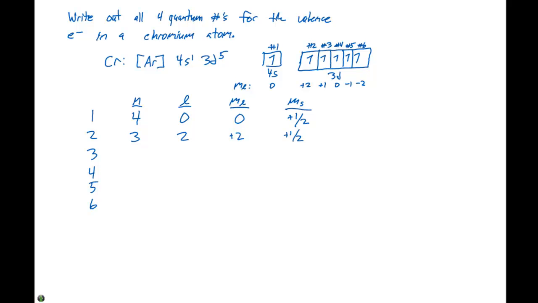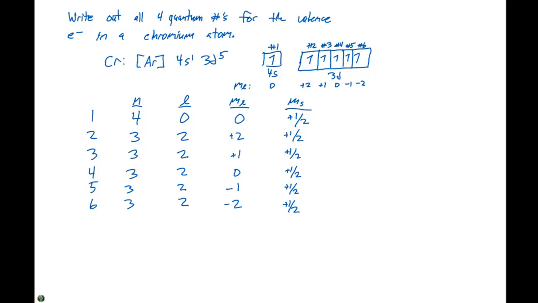Okay, so for electrons 3, 4, 5, and 6, they're all going to be in a 3d orbital. So N is going to be 3, L is going to be 2 for each of these electrons. All of them are going to have a plus 1/2 spin. And the differentiation between each of these electrons is going to be where in that d orbital these electrons are. So we're going to have plus 2 for the first electron, plus 1 for the second, 0 for the third, minus 1 for the fourth, and minus 2 for that fifth electron in each of those d orbitals.